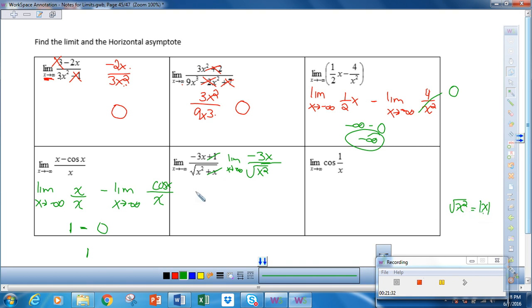So I can write this as negative 3x over the absolute value of x, and I'm going towards negative infinity. So we know that x over absolute value of x, from a previous video, is going to be 1. And because this is going towards negative infinity, that x is going to be negative, so it's going to be negative 1. So we have negative 3 times negative 1, which gives us positive 3.